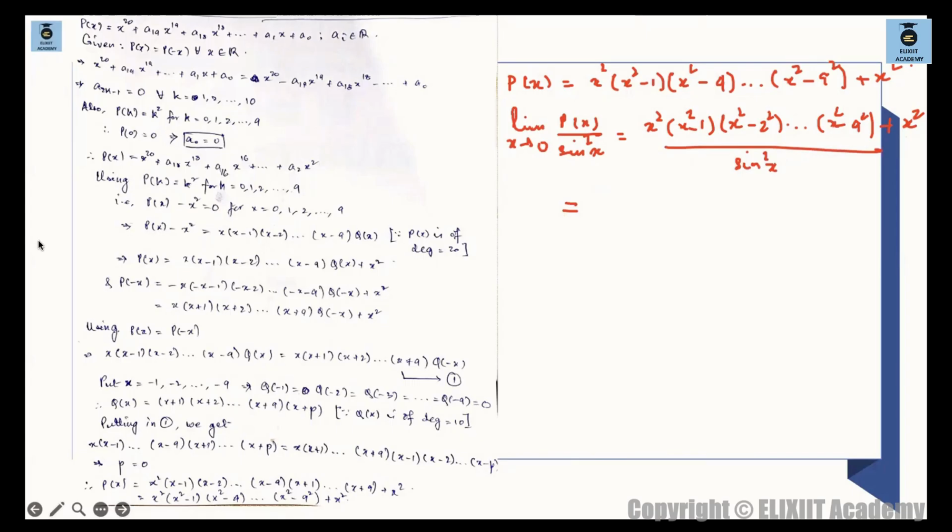So from here, the very first thing we'll do is we can clearly see sine square x and x square are present. So one thing we can do is take out this x square common over here and divide it with sine square x.